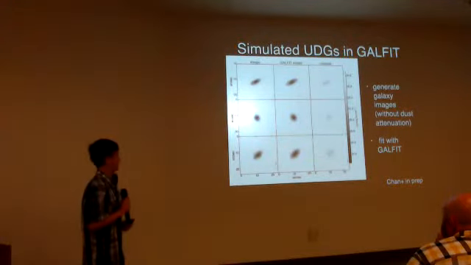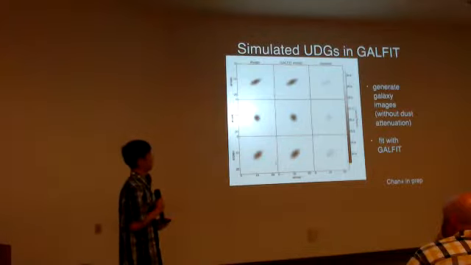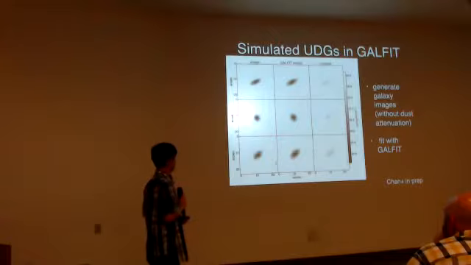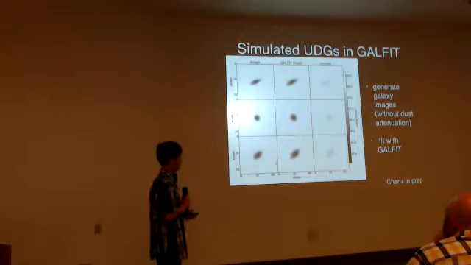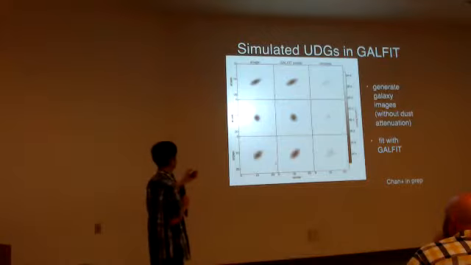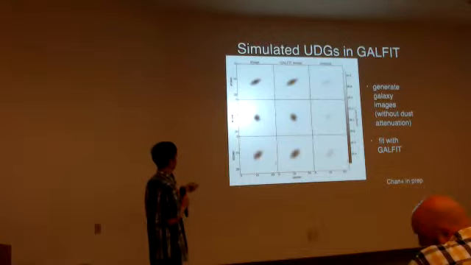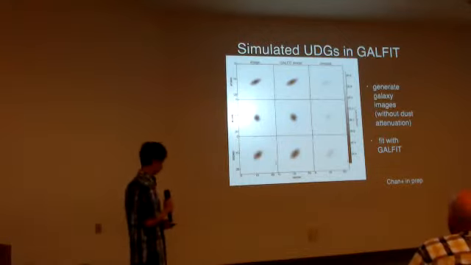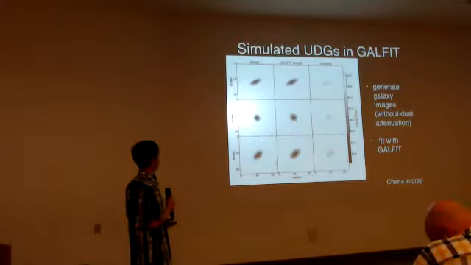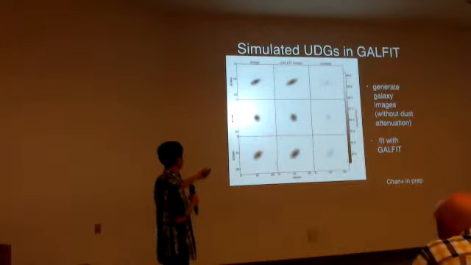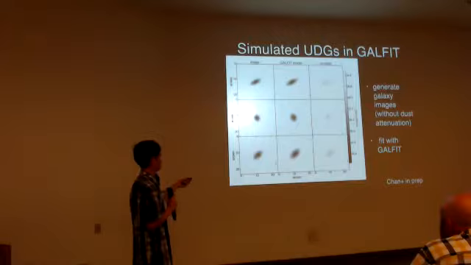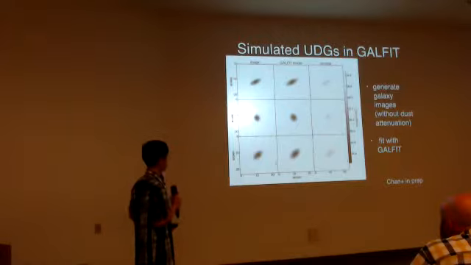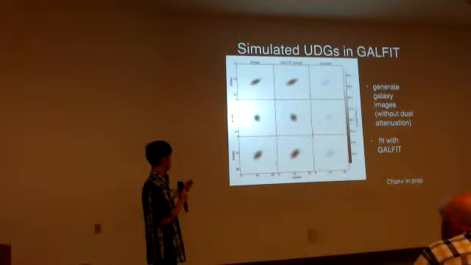After quenching those UDGs, we also generate galaxy images without considering dust attenuation from the gas. With those images, we fit them with GALFIT, a very popular model in observation, and we provide a sample of the fitting here. This one is a UDG with 5 × 10^10 halo mass, quenched at around redshift one. You can see the image, the GALFIT model, and the residual here, and in general it provides a very good fit. It also shows the very distinctive characteristics of UDGs, that they are very diffuse and have a very large effective radius.